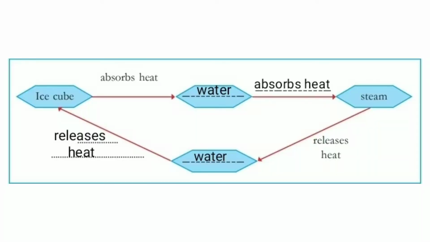Now friends, let's look at a flowchart of water turning into the different states. First, when the ice cubes absorb heat, they turn into water. And when this water again absorbs heat, it turns into steam. After the steam releases heat, it forms water again. And when this water again releases heat, it turns into ice cubes. That's all in the flowchart of change of state in water. Next, let's study the change of state in detail.